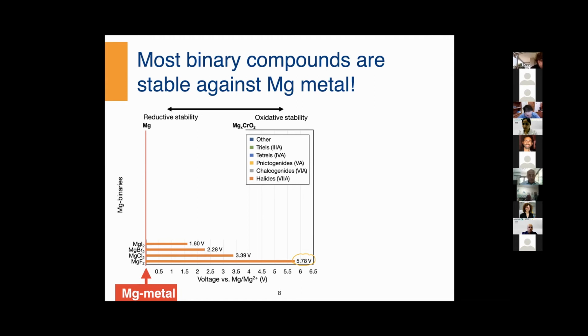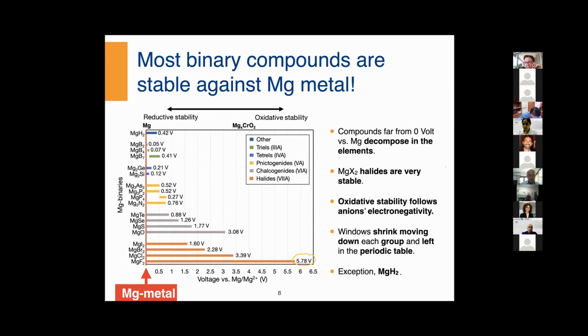This is not a surprise. At the same time, there is something important to notice, which is almost quite intuitive, is that as you move down the period of the halide, the stability windows shrink. And this is related to the electronegativity of the halogen. We can extend, obviously, this to more materials, and the same behavior operates for oxide and chalcogenides, right? With magnesium oxide being the most extended in terms of stability windows. Again, these materials are all stable against magnesium metal.